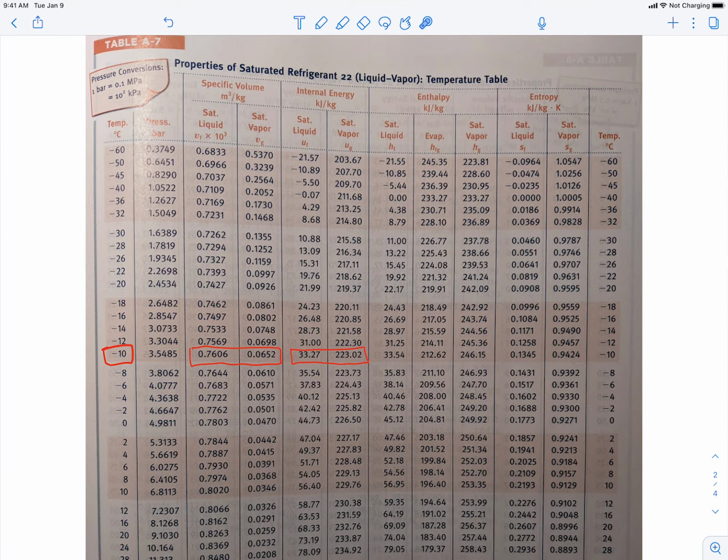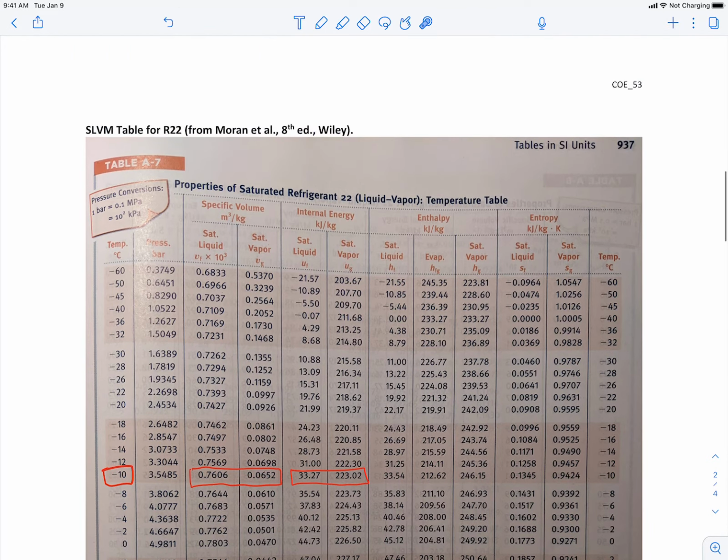Here's the saturated liquid specific volume. Notice that this number has been multiplied by 1,000. So you have to multiply this times 10 to the minus 3 to get the actual specific volume. And then here's the specific volume for the saturated vapor. So let's remember those numbers.